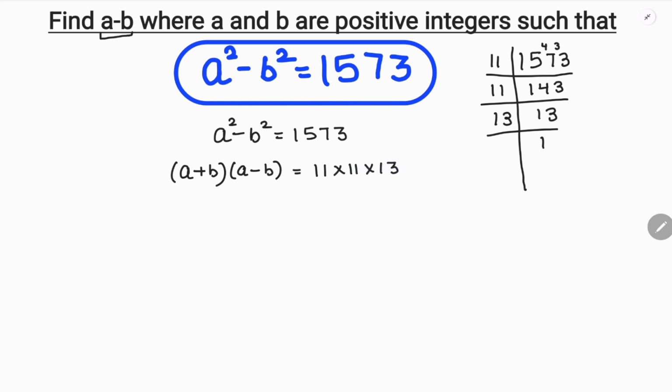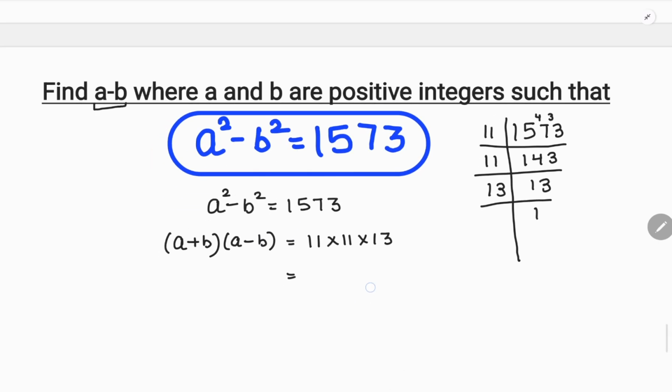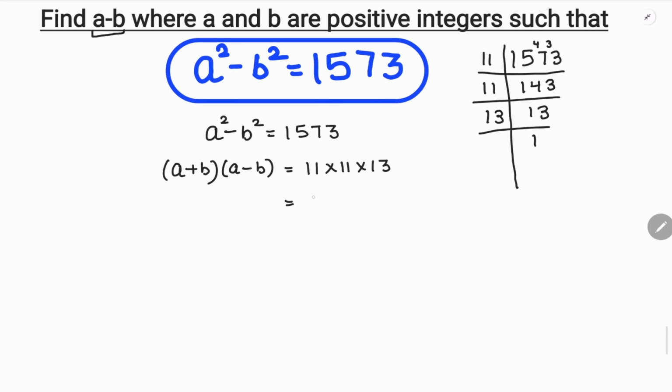But we need two numbers instead of 3, because on the left hand side we have two terms, a plus b and a minus b. So how can I write it as a product of two numbers? 11 times 11 we know is 121. Either we can write it as 121 times 13, or I will multiply 11 times 13 this time, so it is 143 times 11, right? Or I can write it as 1573 times 1. I can write it in three ways.